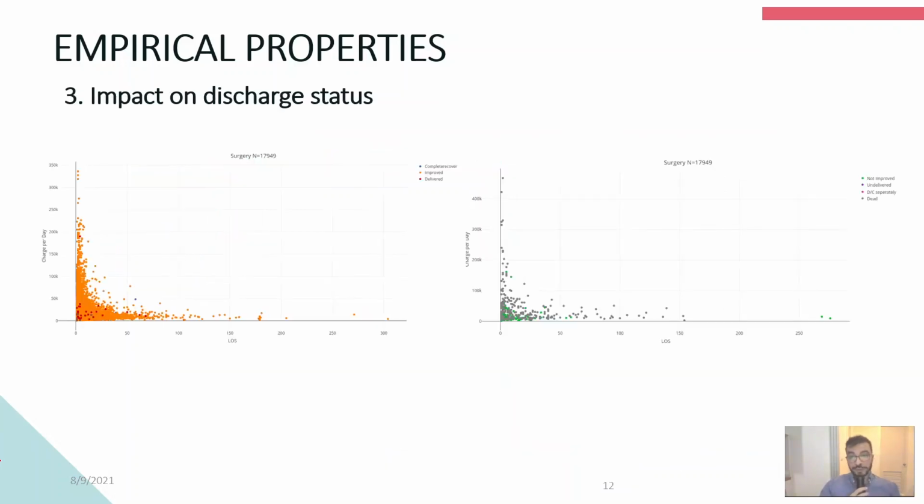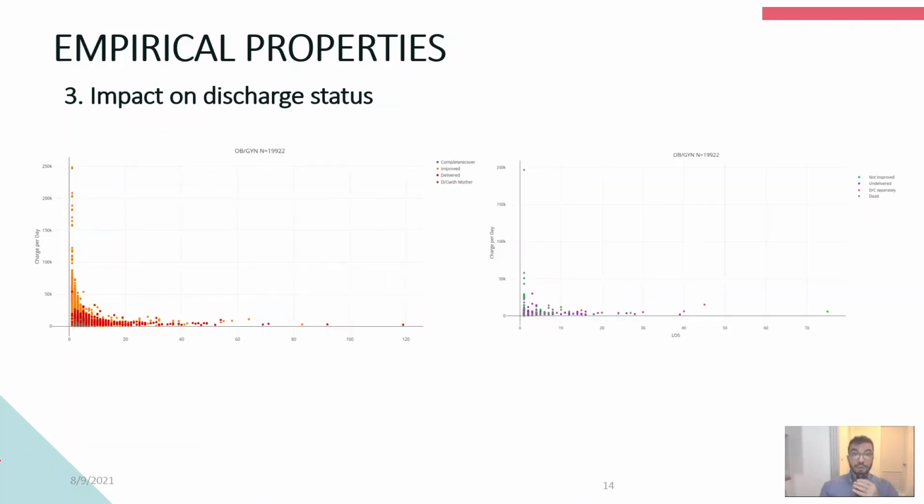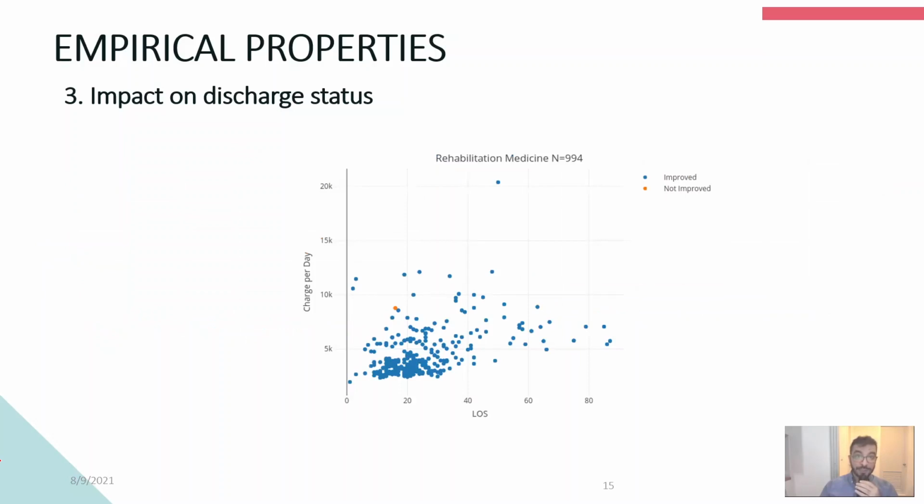The previous observations raised the question of whether charge and length of stay influence patient outcomes. So we looked at the relationship between average charge, length of stay, and discharge status in surgery, OBGYN, and pediatrics. Here we divided admissions into positive and negative outcomes and tested whether the distribution of charge and length of stay is the same in each group. We found roughly the same distribution, so in brief, we cannot claim that staying and paying more leads to better patient outcomes. For rehabilitation medicine, all patients but one had positive outcomes, so this analysis did not apply.